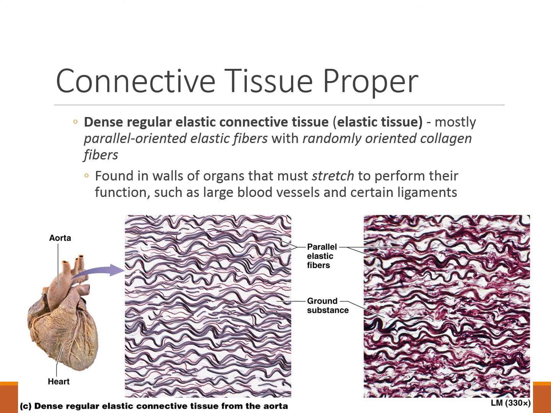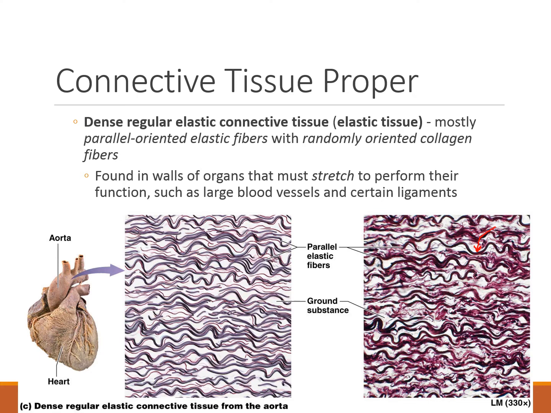And this is dense regular elastic tissue. Like the other two types of tissues, protein fibers are prominent in the ECM here. The dark squiggly strands that you see, like this one, are elastic fibers. They provide stretch and recoil to tissues. Mixed in with the elastic fibers are randomly oriented collagen fibers that help prevent the tissue from tearing.